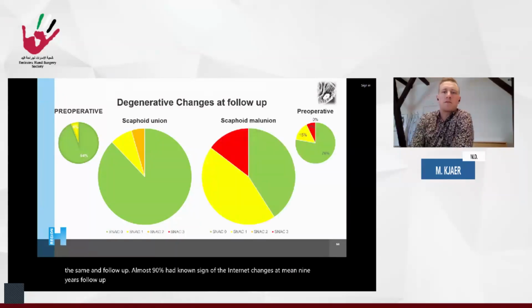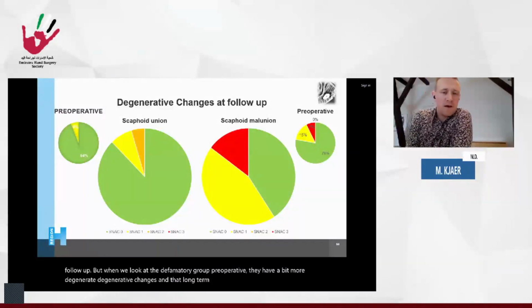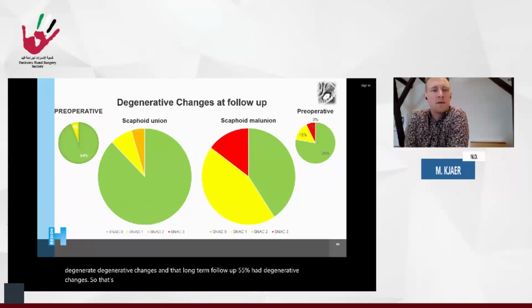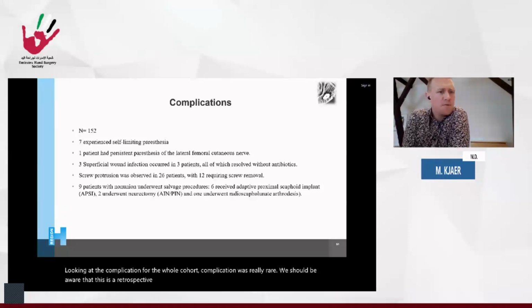But when we look at the deformity group, preoperatively, they have a bit more degenerative changes, and at long-term follow-up, 55% had degenerative changes. So that's quite interesting. Looking at the complications for the whole cohort, complications were really rare. We should be aware that this is a retrospective study, but only one patient had persistent paresthesia of the lateral femoral cutaneous nerve, and all of the other complications were self-limiting.